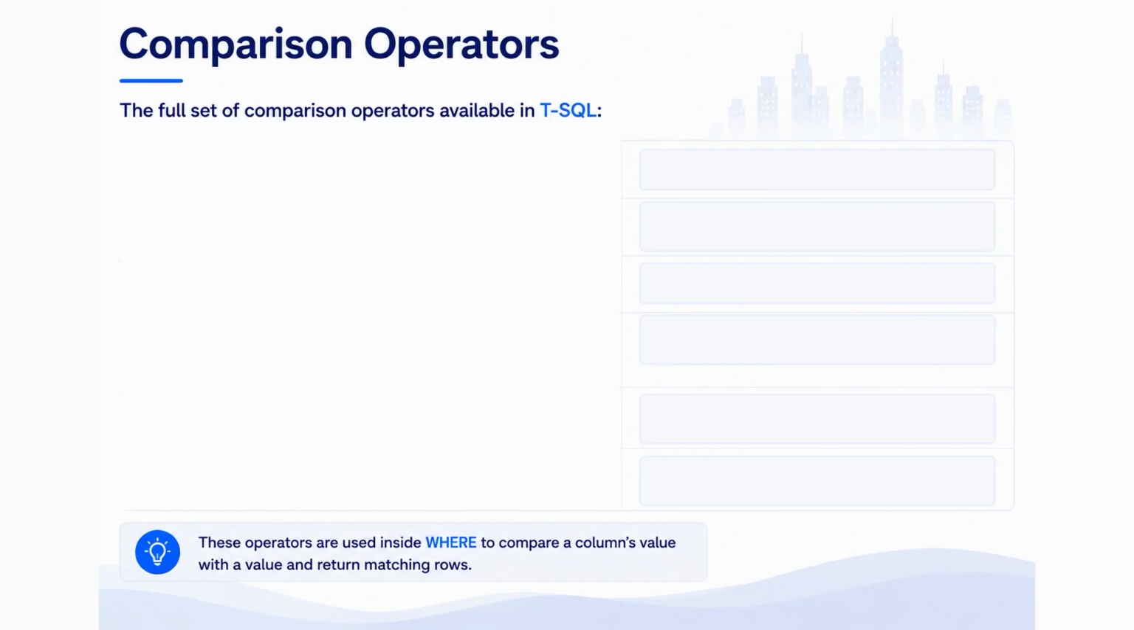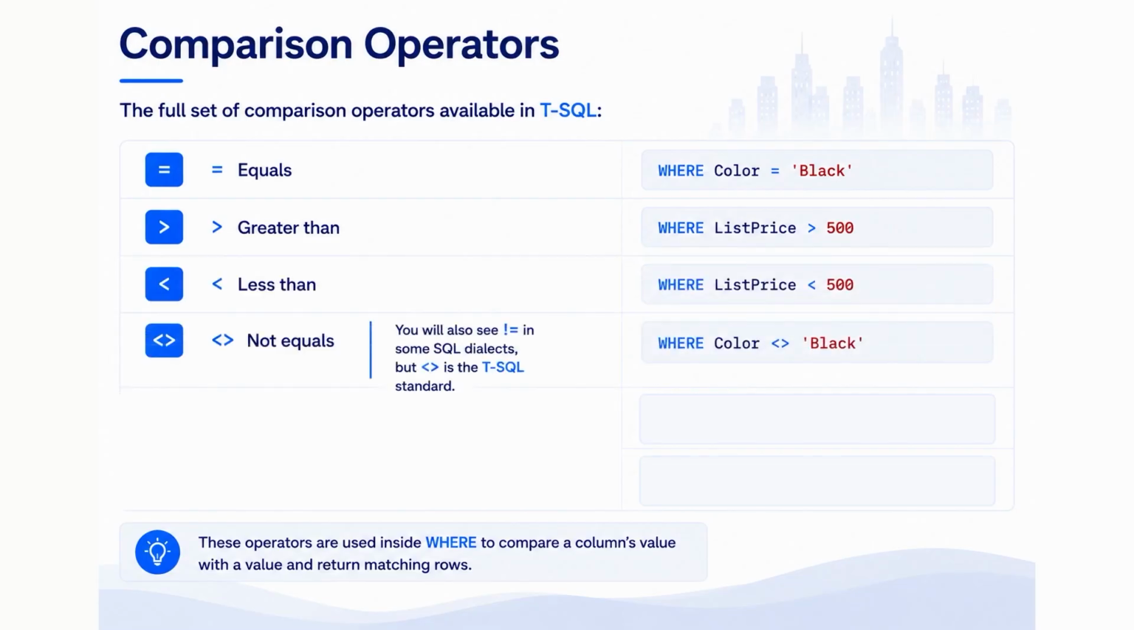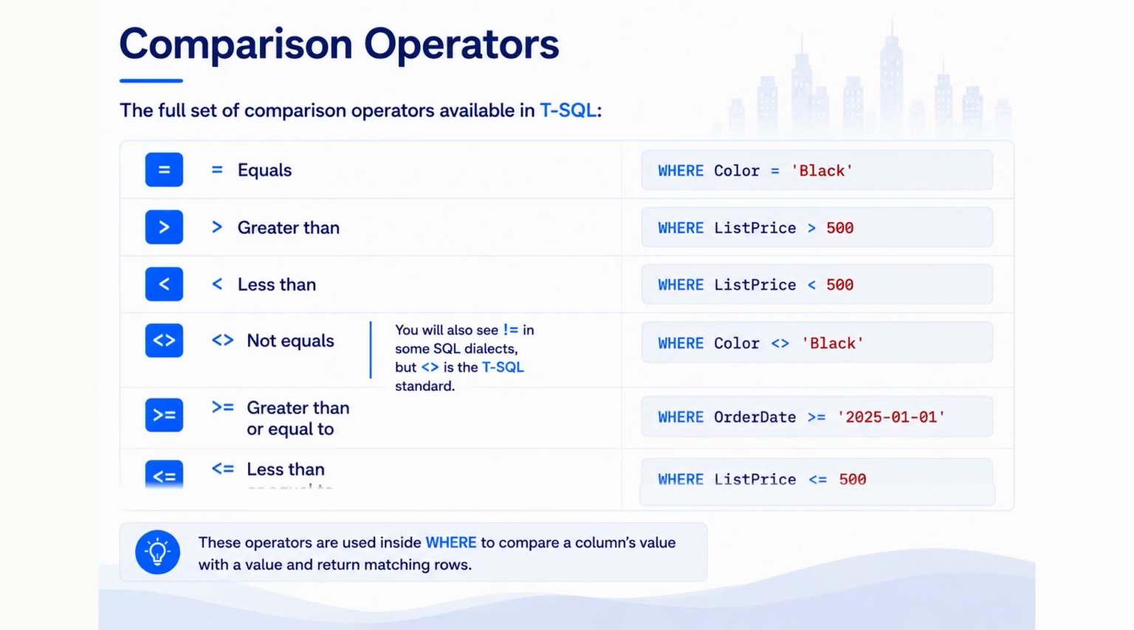The full set of comparison operators available in T-SQL are the equal to sign for equals, the right angle bracket for greater than, the left angle bracket for less than, the less than greater than sign for not equals, right angle bracket equal to for greater than or equal to, and left angle bracket equal to for less than or equal to. Let's see these in a real query.